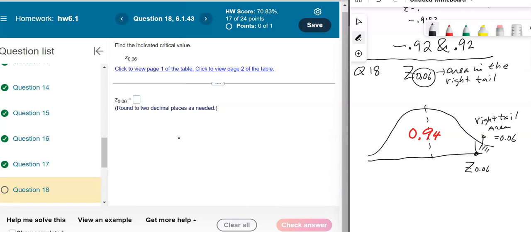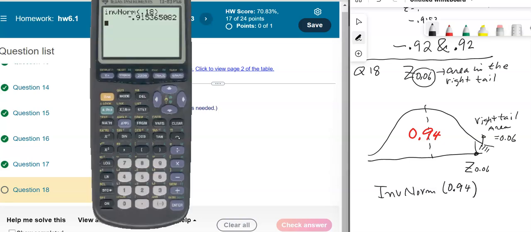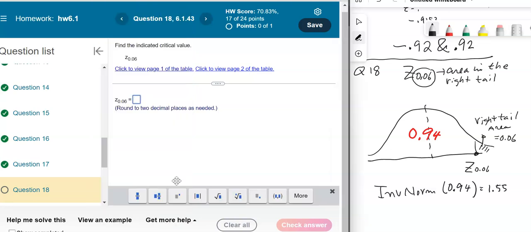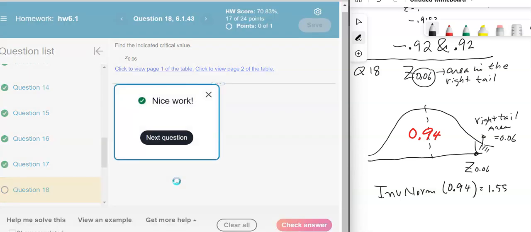To do that, we have to do inverse norm of this 0.94. So you go to, I'm going to clear that. Second bars, inverse norm, 0.94. Okay, you're going to get 1.55. So just put 1.55. Okay.